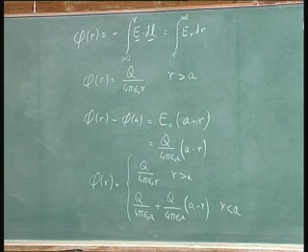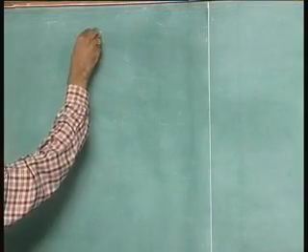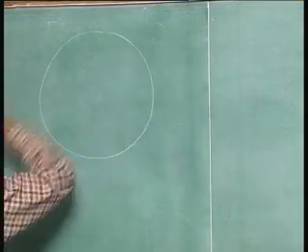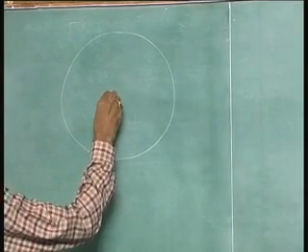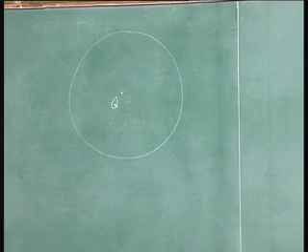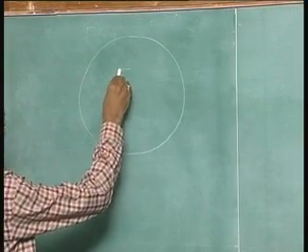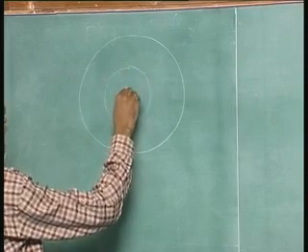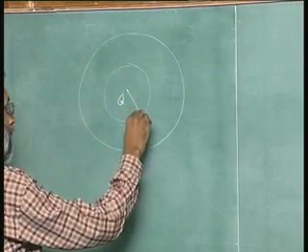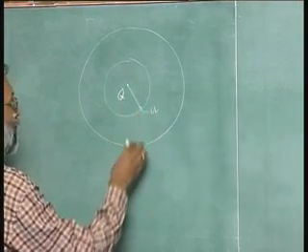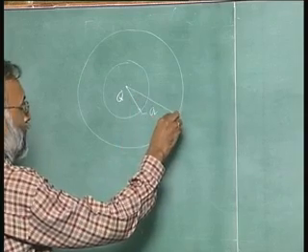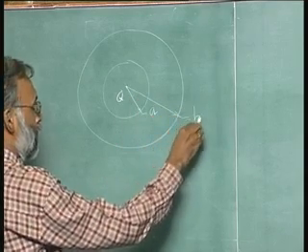This problem is very straightforward, but worth understanding. Supposing I put a charge q in the middle of a hollow sphere, and the hollow sphere has an inner radius a, it has an outer radius b.